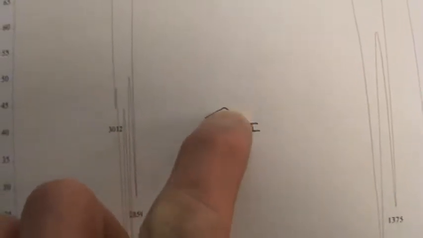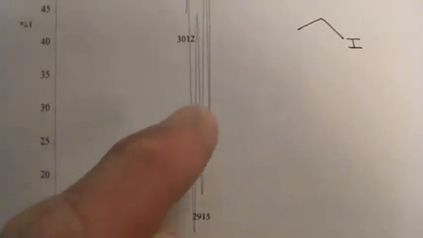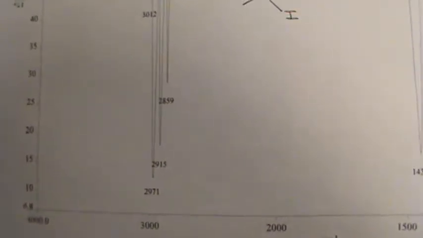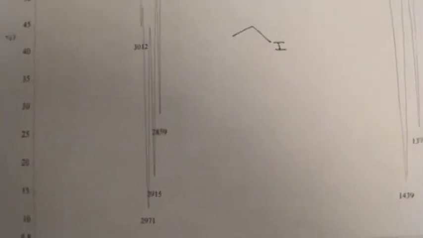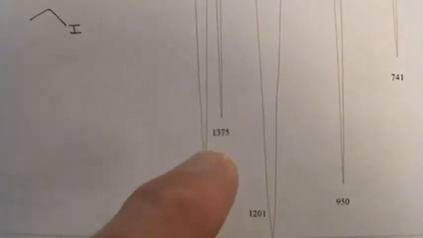All we have left is the alkane structure, which is the classic, that side, the right side of 3000. So 2971, 2915, 2859. This collection would be circled. You could call that the sp3 carbon with hydrogens on them stretching. That's your alkane.